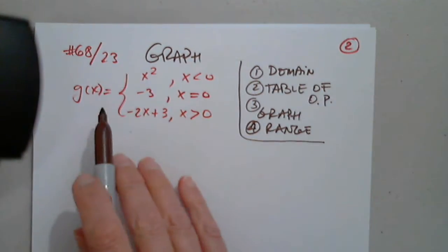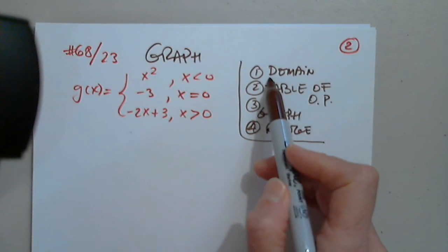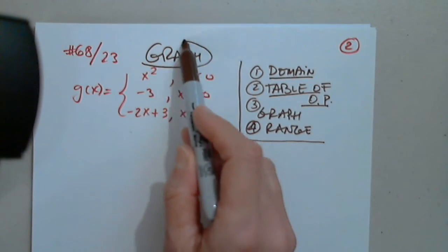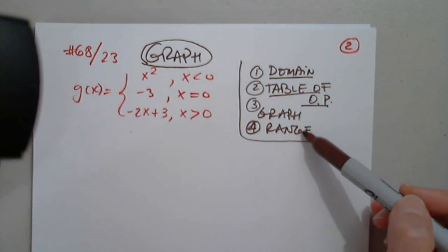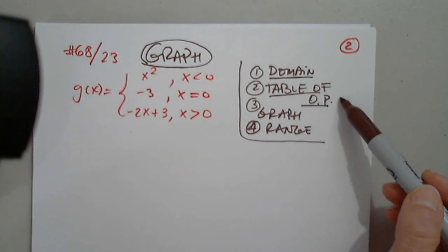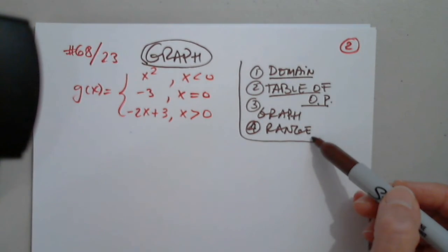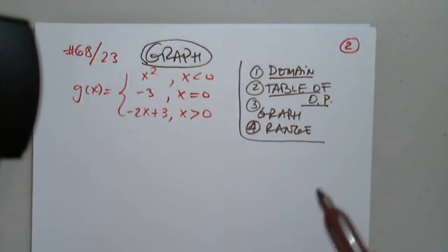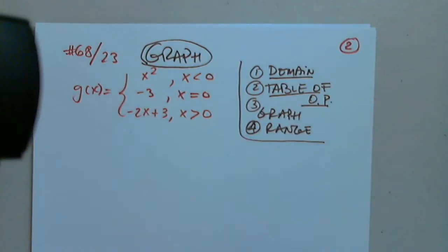Sorry about that. So this was the function, and we have to go through these 4 steps. If we're asked to graph, we have to go through these 4 steps. Domain first, table of ordered pairs, we wrote that last time, the graph, and then the range, in this particular order. So can anyone give us a domain of this function?